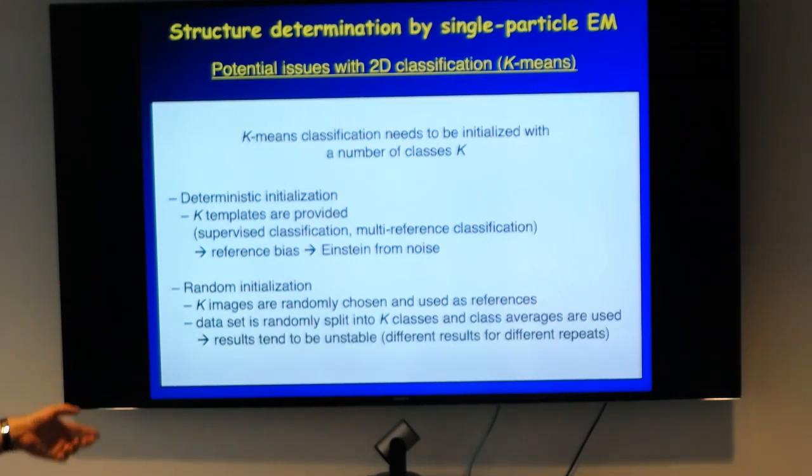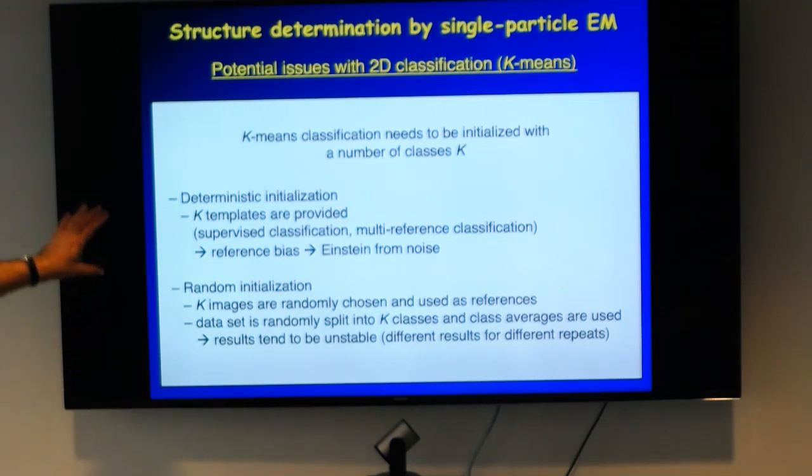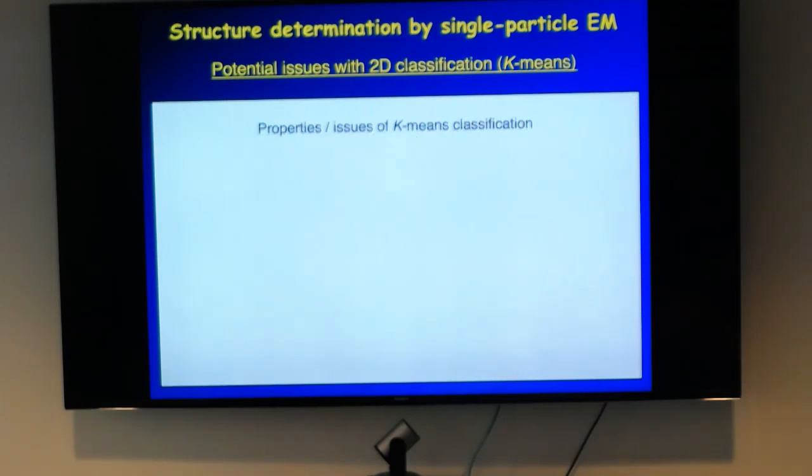The problem is it's an unstable approach, because if you restart the program and the program uses 100 different averages or 100 different images to begin with, you likely end up with different results. So it's not a stable way. Every time you run the program, you will not always get the same averages out of it. But these are the two ways that k-means is initialized, and then you should know a few properties and an issue with k-means classification that people tend to forget.